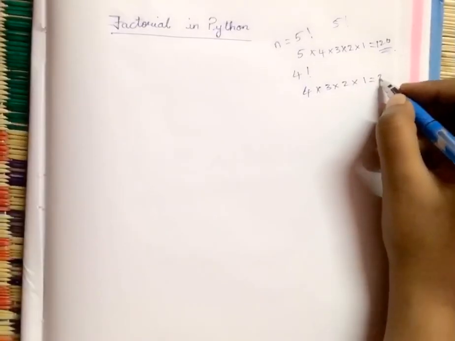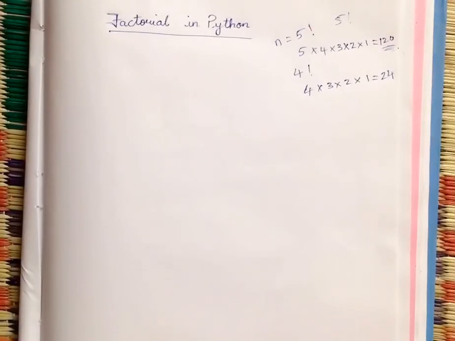4 into 3 into 2 into 1. So what is the value? Value is 24. Like that only we have to calculate the factorial. There are many ways to write the factorial in Python, so we are going to use the simplest method to write the program.